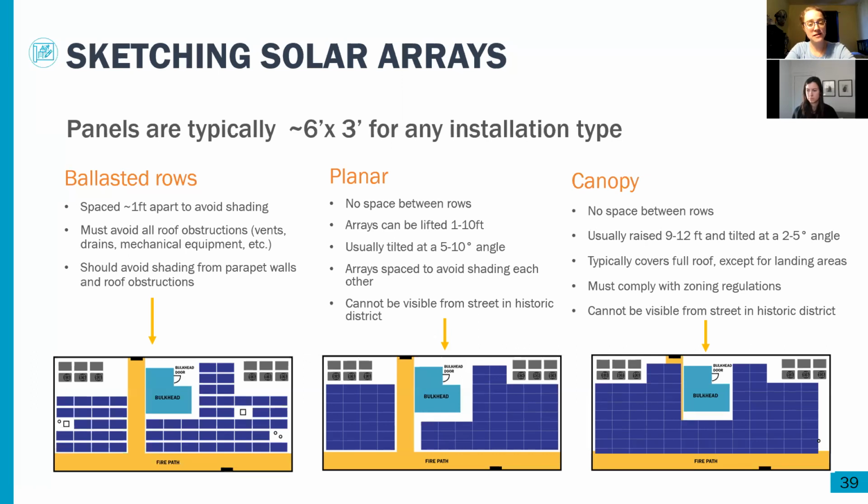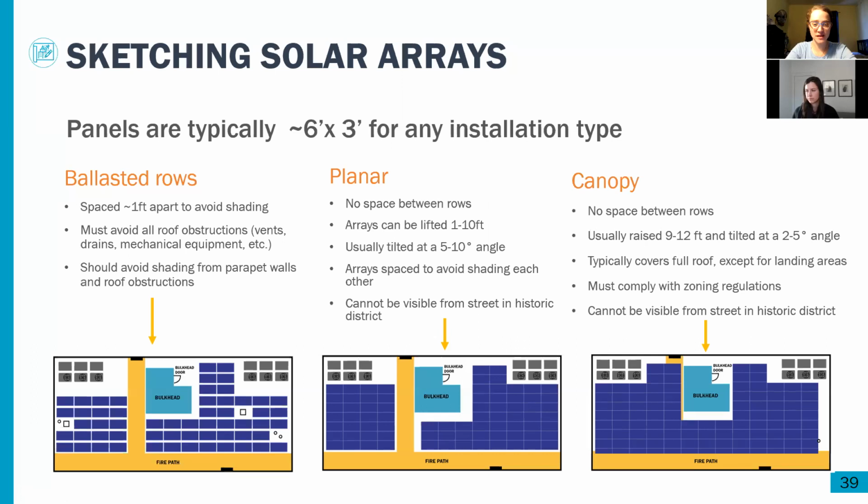And the arrays themselves need to be spaced so they don't shade each other. And if this is an issue, it's important that the planar and canopy systems are not visible from the street if it's in a historic district.